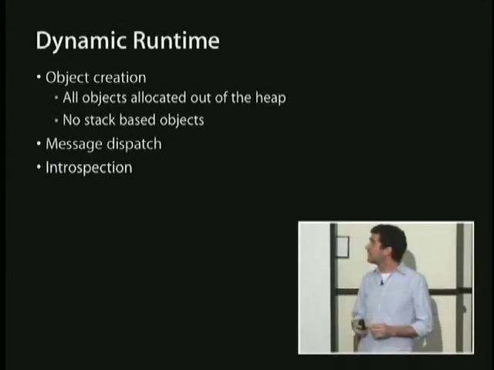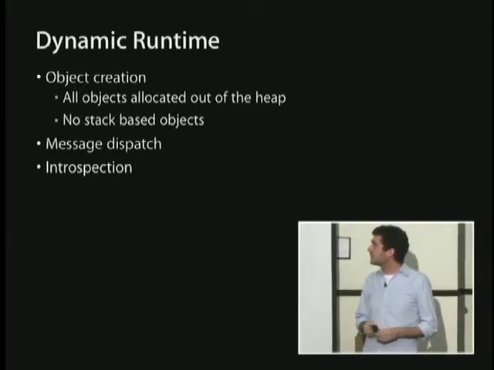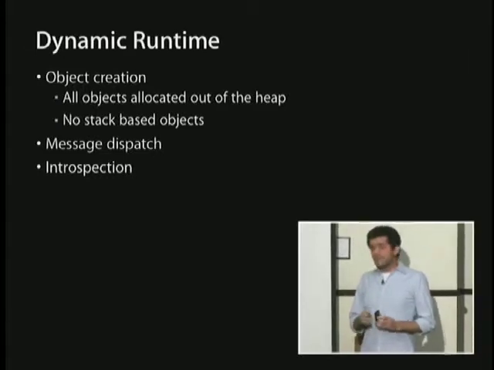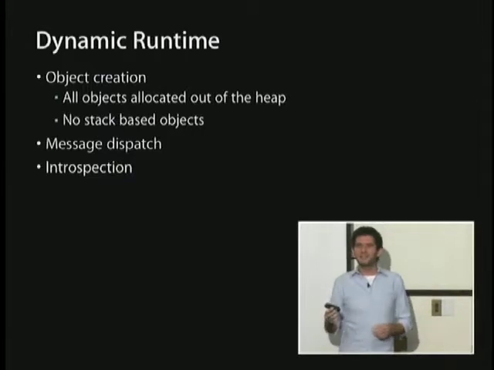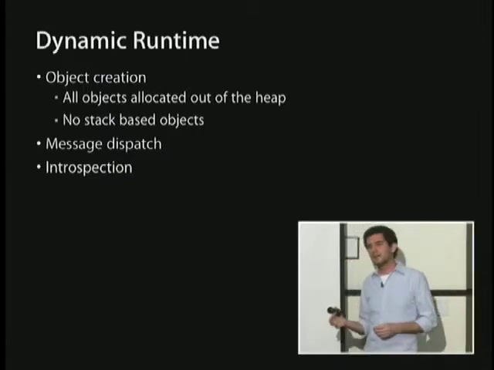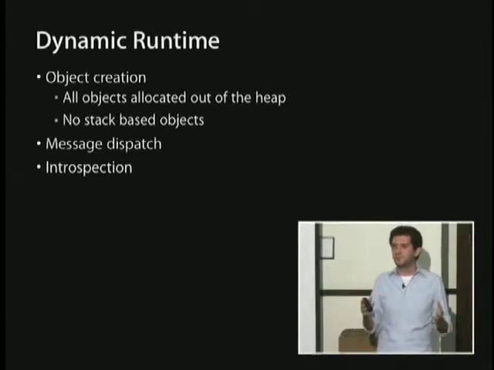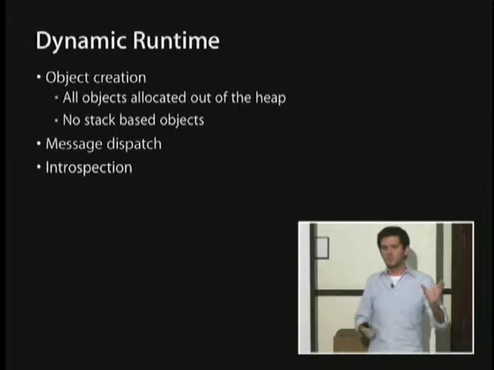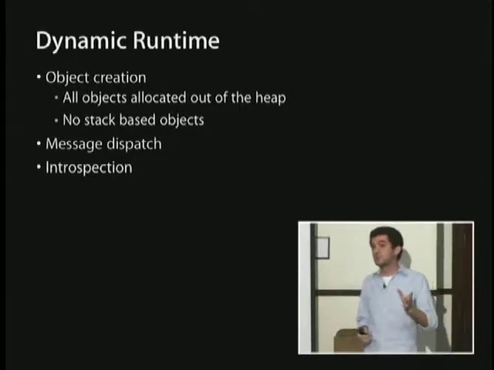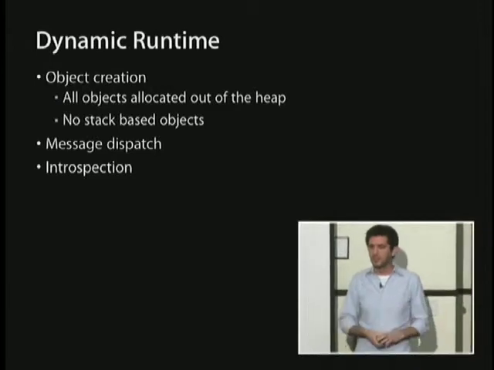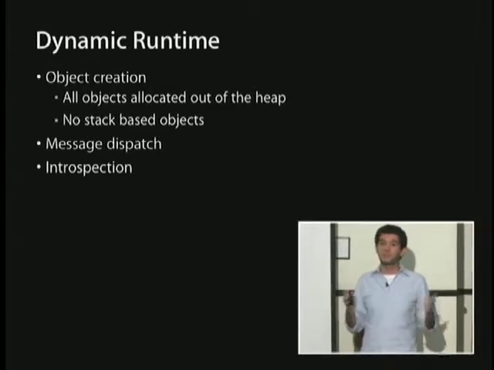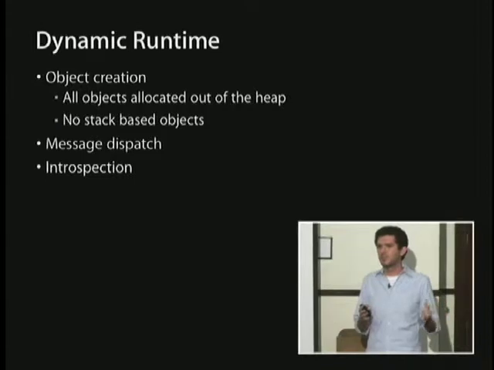And then the dynamic runtime. All objects in Objective-C are created out of the heap. You may be used to having seen this in C++, where in your local scope of a particular function, you can just declare an object on the stack. Basically, you type the class name without a star, so it's not a pointer, and then the variable name, and that defines a local stack-scoped C++ class.